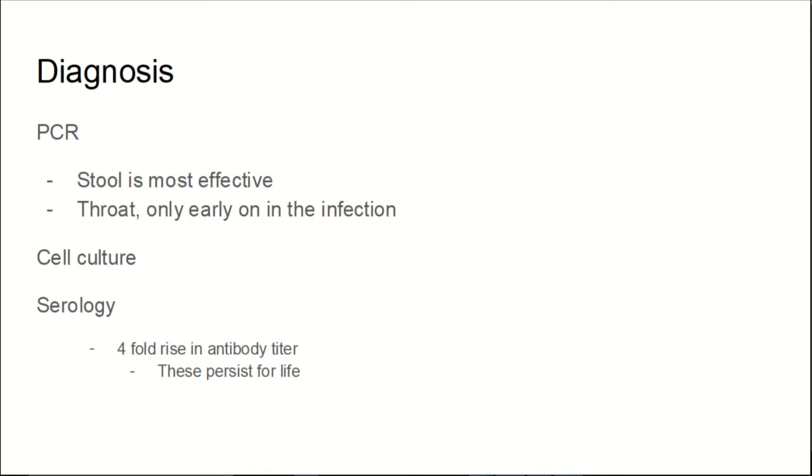Diagnosis: stool is the most effective, but you want to do it within the first 2 weeks. The reason is that it's been shown that 80% of people will have polio in the stool in the first 2 weeks, and the number decreases from 80% to 25% by the third week. You do a throat swab, but only early on while they're showing symptoms, because after that you won't get polio from the swab. Another method is cell culture to identify polio. And if you were to draw blood, you would see a four-fold rise in antibody titer, and this antibody lasts for life.